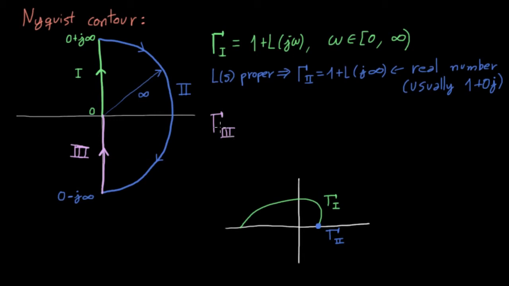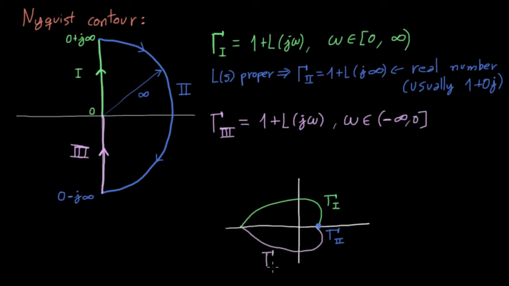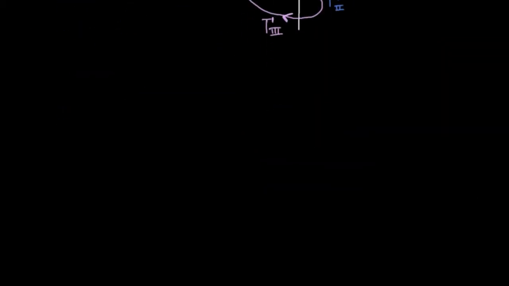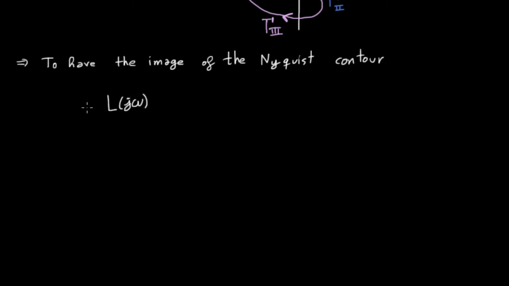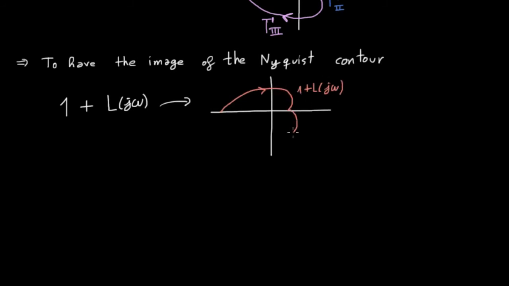Finally, the image of the third path is given by 1 plus L of j omega, with omega belonging to -infinity to 0. Obviously, these are the complex conjugates of the images of the first path, which means that the image of this path is symmetric to the image of the first path, with the real axis as the axis of symmetry. In conclusion, in order to have the image of the Nyquist contour, it suffices to take the open loop frequency response, add 1 unit to it, and draw the result as well as its reflection on the real axis. Now we can count the number of encirclements of the origin.